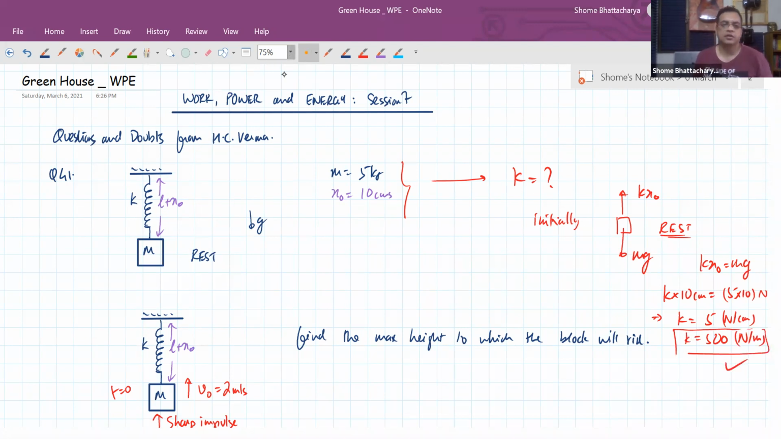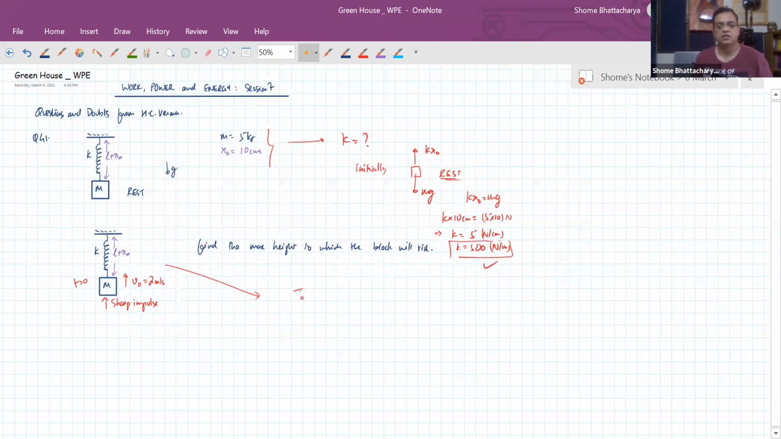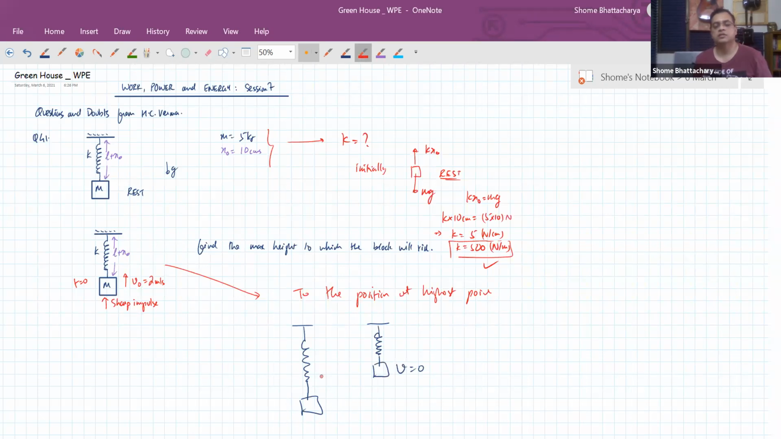And once you've done that, now what we will do is, from this state to the position at the highest point for the block. This was, let's say, the initial state. From here, the block is going to a highest point over here, where the speed becomes 0. Whereas here it started with the speed v naught.